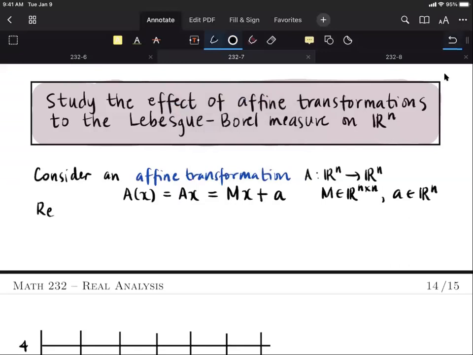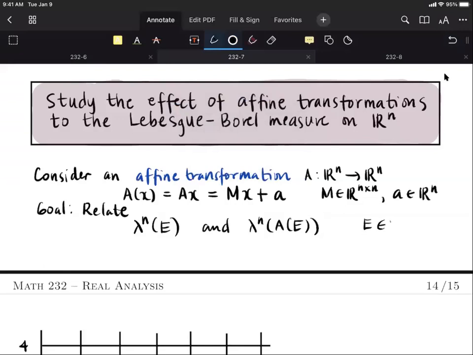So the goal is to relate the following Lebesgue-Borel measures: the Lebesgue measure of E and the Lebesgue measure of the image of E, where E is a Borel set in Rn. So can we find a relationship between these two Lebesgue measures in terms of the data, which is the given matrix M and the vector b?